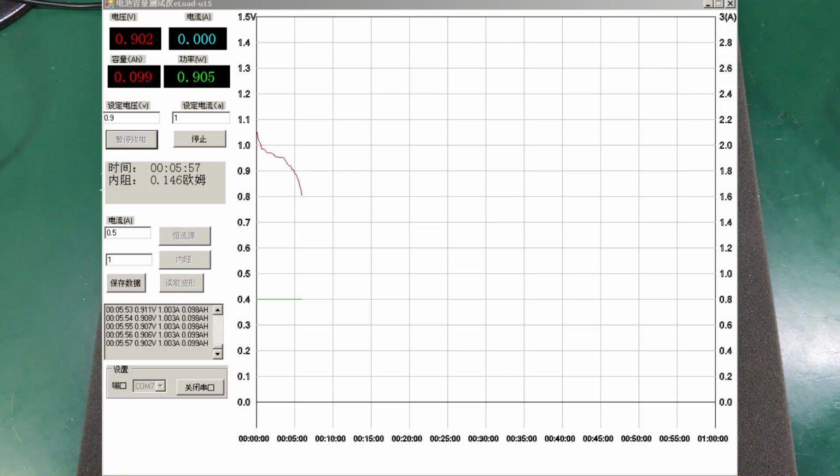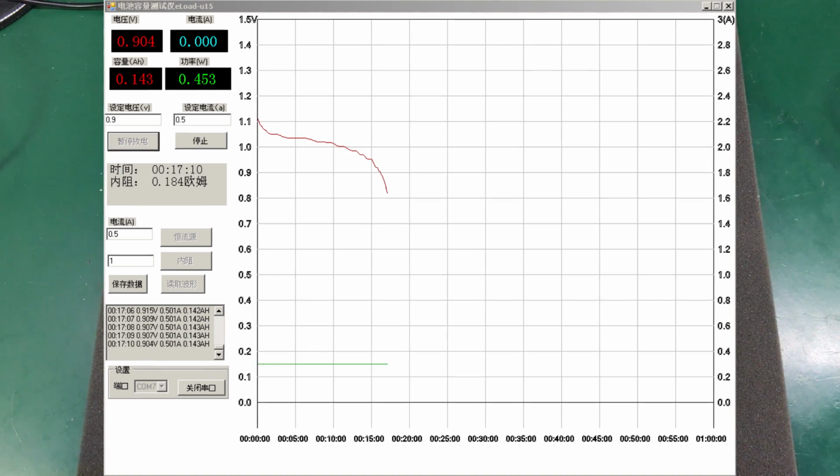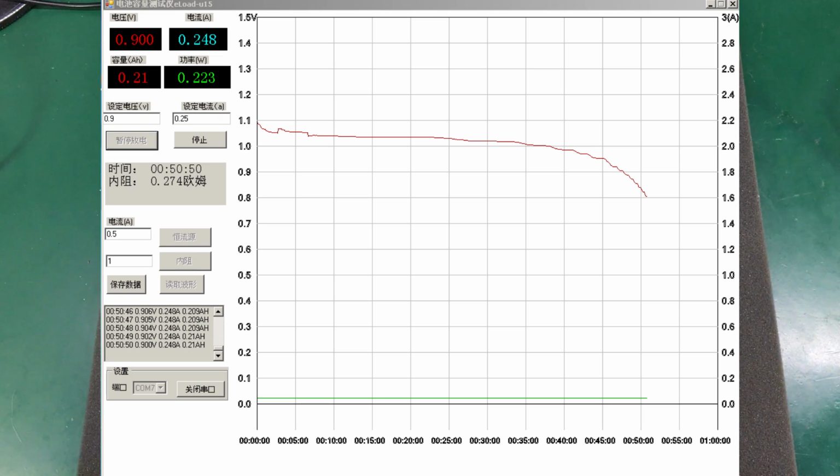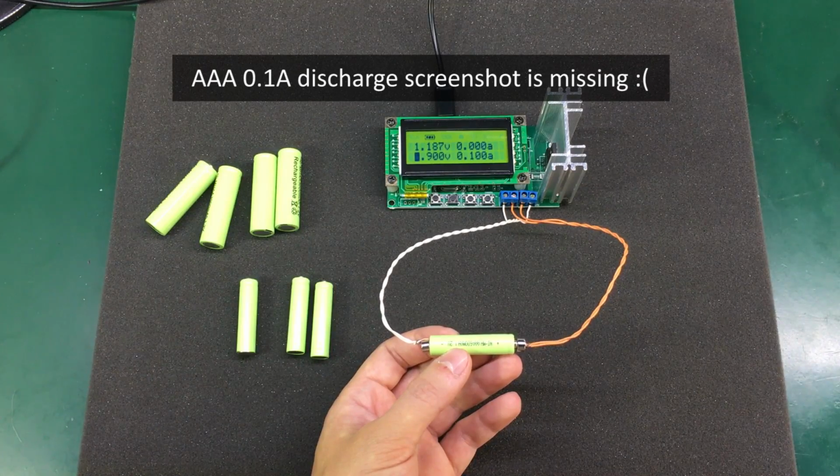So at 1 amp discharge, I got just 100 milliamp hours. At 0.5 amps, I got 143 milliamp hours. At 0.25 amps, I got 210 milliamp hours. And at 0.1 amps, I got 260 milliamp hours.